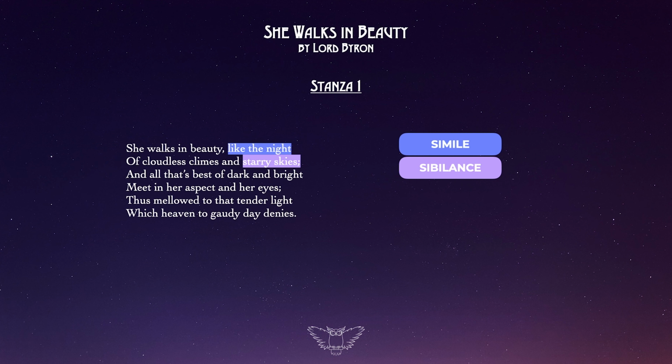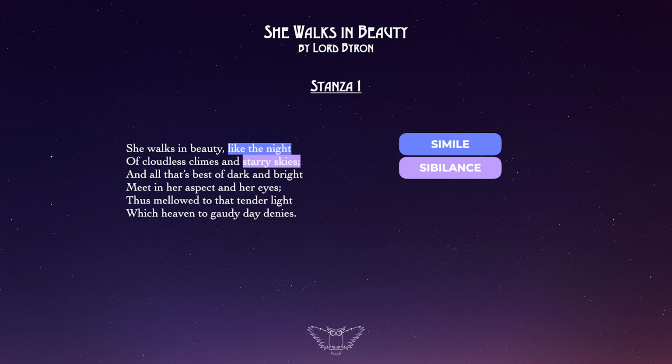So next we have juxtaposition. Now, juxtaposition is when there are two contrasting things, right? In this case, it's the words dark and bright. All that's best of dark and bright.